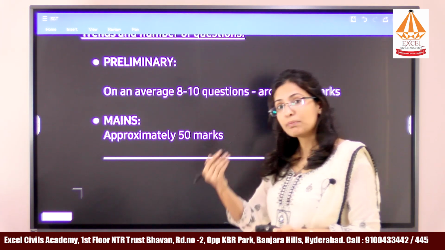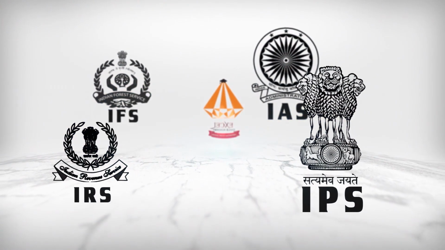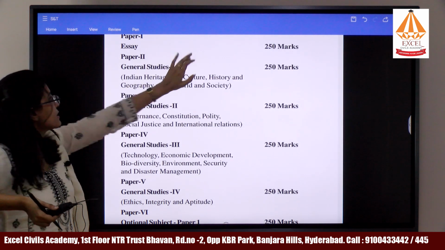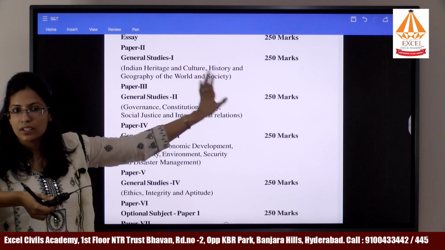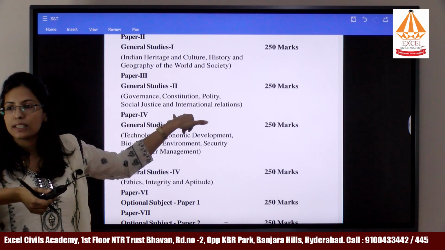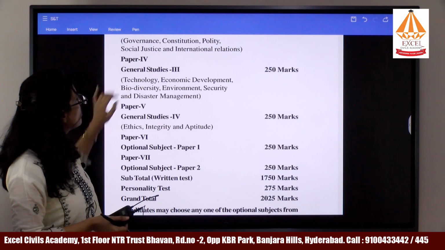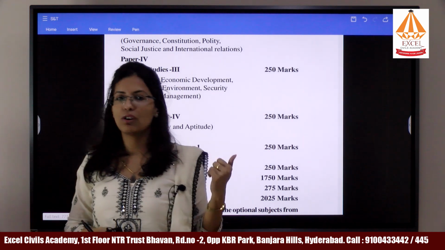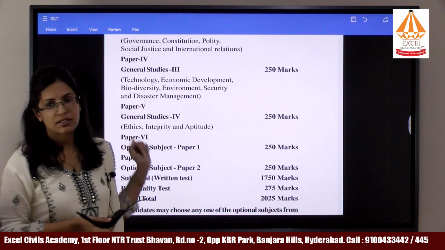Can anybody tell me which paper science and technology is a part of? Science and technology is a part of GS3. How many papers do we have in the mains? The first one, paper 1, is the essay. Paper 2 is GS1, which is your history, geography, world and society. Then paper 3 is GS2, that is your polity, governance and all those aspects. Then comes paper 4 or GS3. In GS3 comes your economy, technology, environment, security and disaster management.